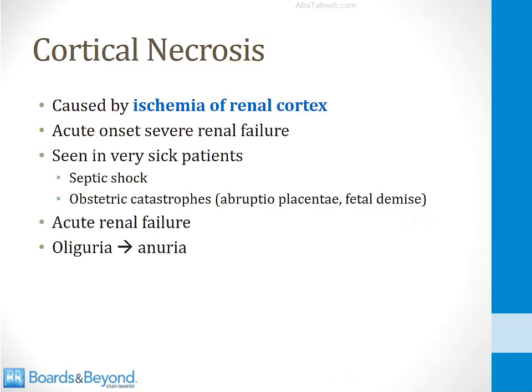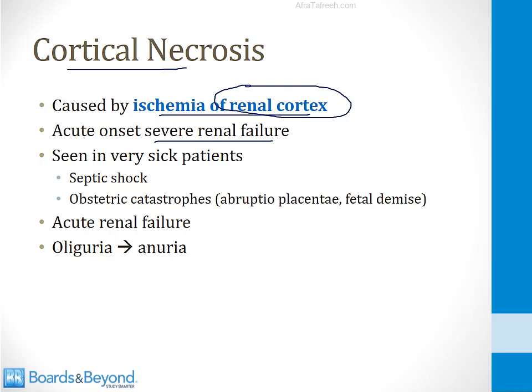I'll finish with this slide and discuss cortical necrosis. This is caused by ischemia of the renal cortex, and it presents as the acute onset of severe renal failure. Remember, in the renal cortex is where you find the glomeruli, so if they are damaged, you will not filter any blood and you will not make any urine, and that will lead to severe renal failure.